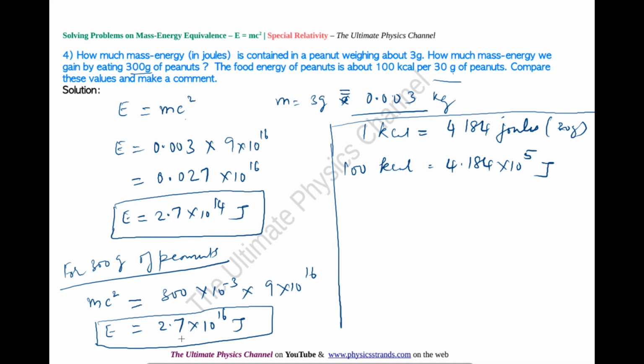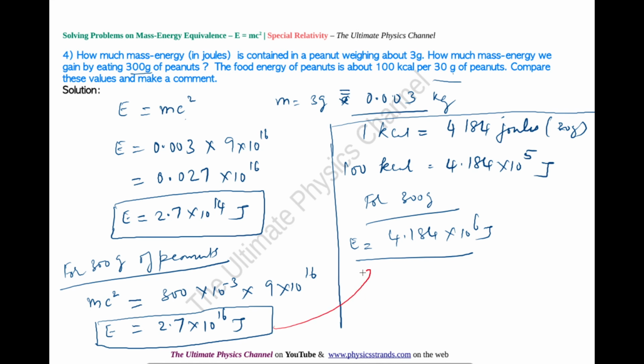Here for 300 grams, we have to compare and see that. That would be 10 times this value, that is 10 to the power 6, let us say. So for 300 grams, that would be 4.184 times 10 to the power 6 joules. That is the food energy. But in reality, we are not getting only this much, but we should actually be getting 2.7 times 10 to the power 16 joules by eating those 300 grams.